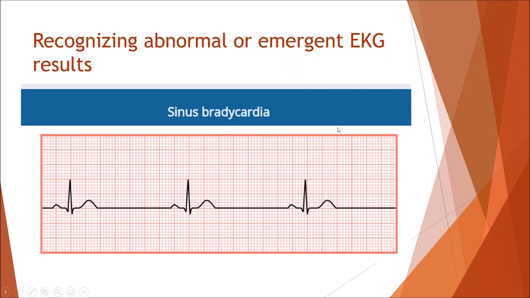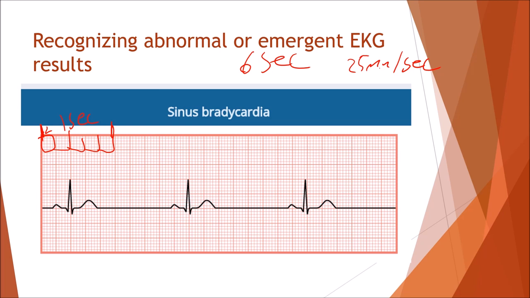Now, there is another rule called the 6-second rule. For this one, we need to go back to what we were talking about earlier. We had said that the speed of the paper is supposed to be 25 millimeters per second, right? And we said that one big square equals 0.2 seconds. So how many big squares are equivalent to 1 second? We said 5. So 1, 2, 3, 4, 5. From here to here, it is 1 second.